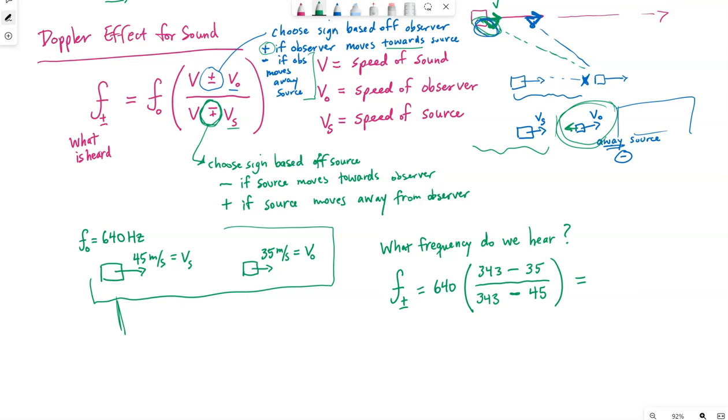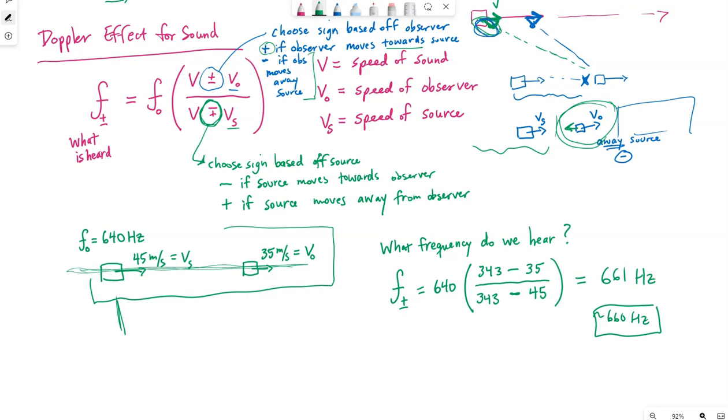So plugging these values in, I'm getting 661 hertz. So in 2 sig figs, approximately 660 hertz. This is higher than the 640. We do hear higher. We get an exact value. We would hear that same higher pitch the whole time as long as this motion is all along the same line.